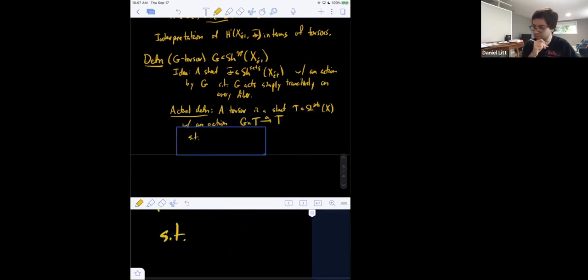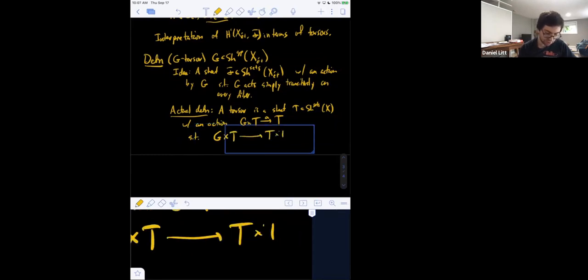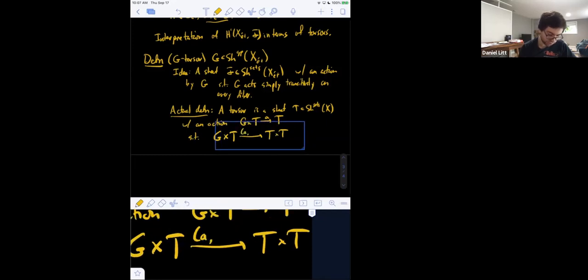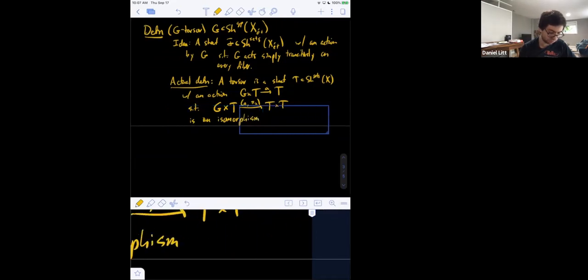So this is how we make sense of acting simply transitively. It's such that the following map is an isomorphism. There's a map from G times T to T times T given by the action A, comma, the projection onto the second factor. And the requirement is that this is an isomorphism.